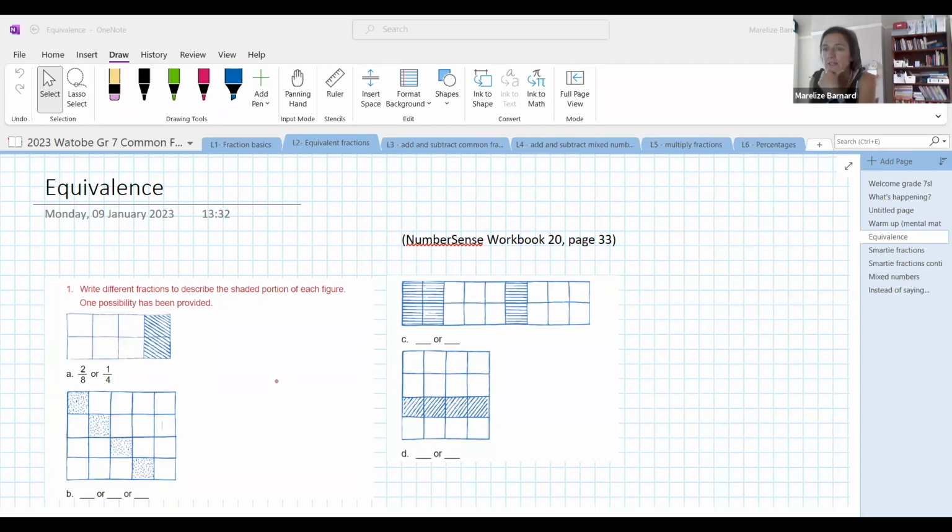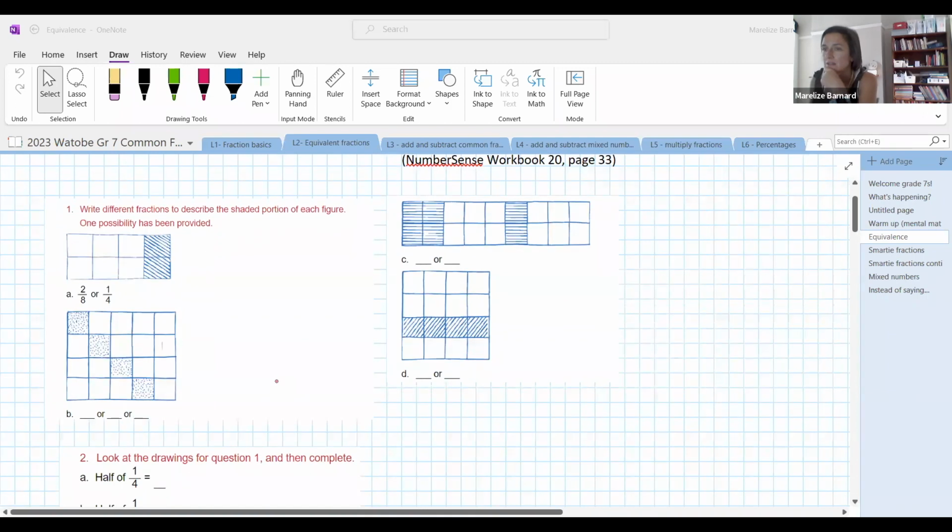Let's go to our next diagram and we see 1, 2, 3, 4, 4, 8, 12, 16, 20. So we've divided our diagram into 20 pieces. So how many pieces did we shade of the 20? Put your answer in the chat for the first one. 4 20ths, that's right. 4 20ths.